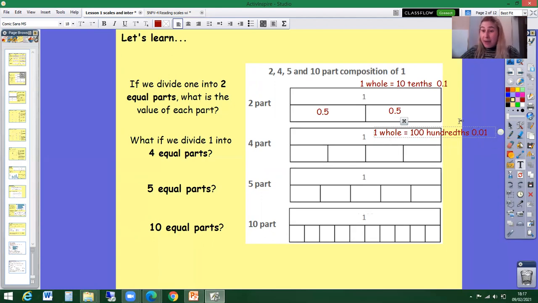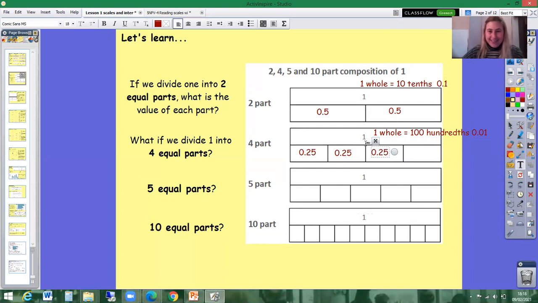Okay, and our hundredths can be equivalent to tenths, can't they? So when I divide 100 into 4 equal groups, I ended up with 25, didn't I? So if I divide 100 hundredths into 4 equal groups, I will have 25 hundredths in each group. So let me write them down. 25 hundredths, 25 hundredths, and 25 hundredths.